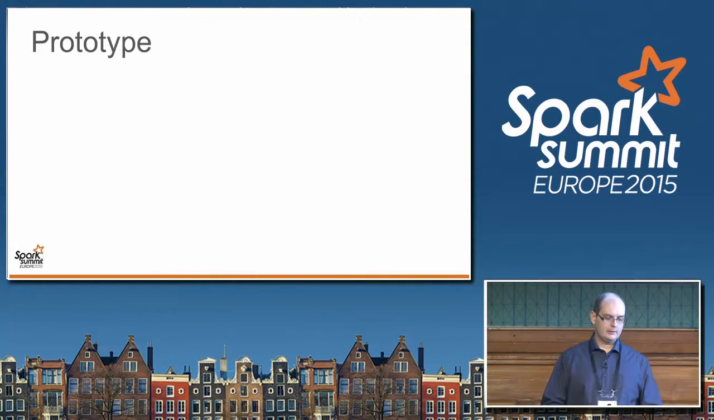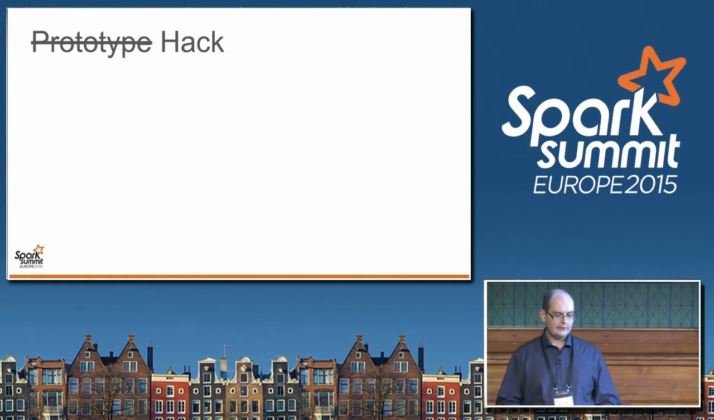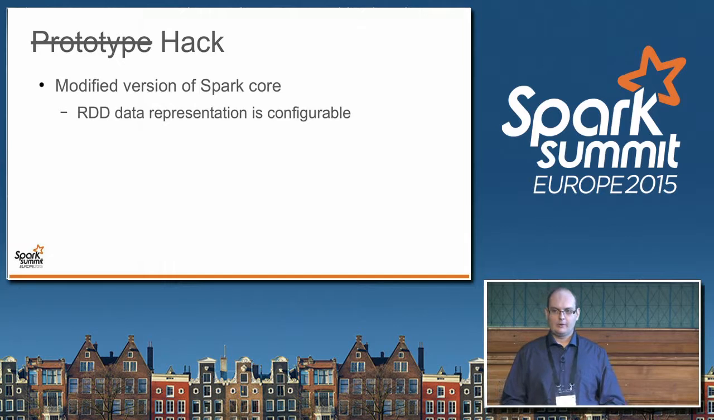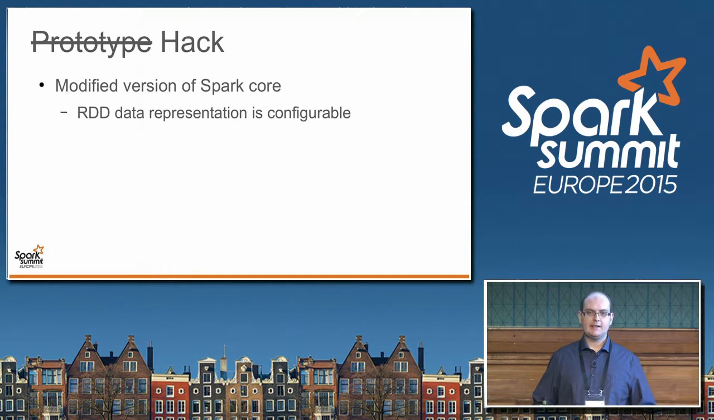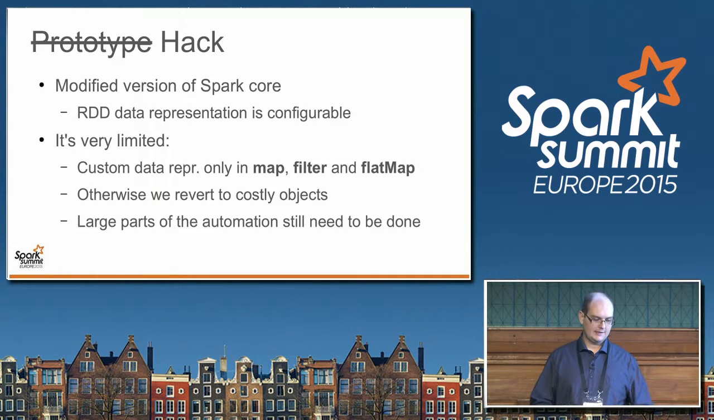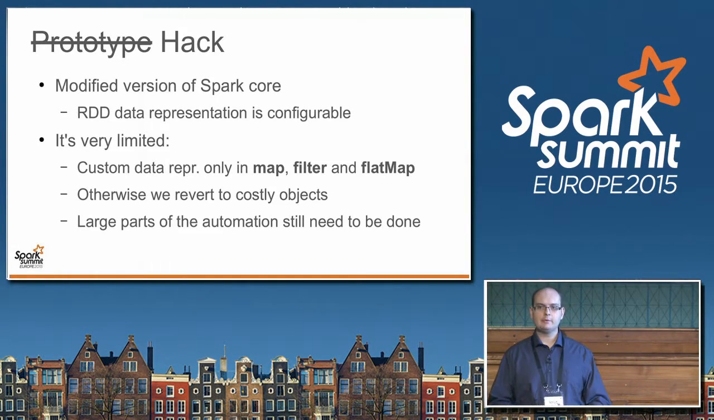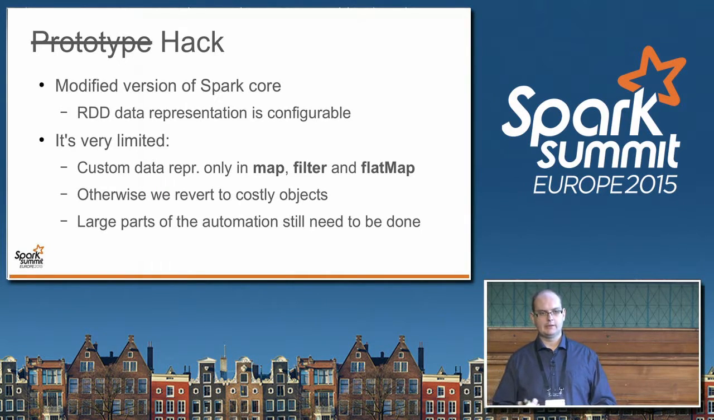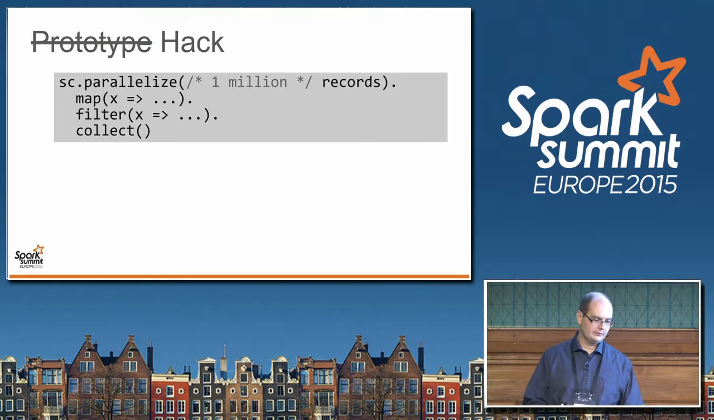So where are we now? Well, I worked on a prototype lately. I would rather call it a hack than a prototype. So it's a modified version of the Spark core, and its RDDs can handle custom data representations inside them. It's a very limited prototype in that it only handles maps, filters, and flat maps. Whenever it goes outside, it just switches back to the object representation. So it's more of a proof of concept. And large parts of the automation are still missing. Some of the stuff has to be transformed by hand, but it's possible to get the compiler to do it if that's going to be pursued.